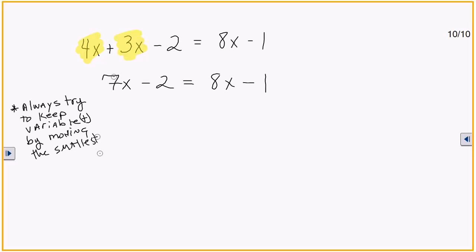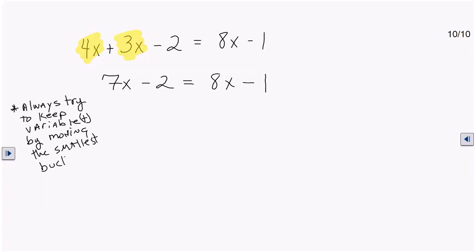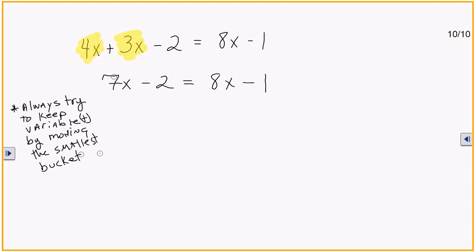You know, if you work on a farm and you're told to feed the cows or the pigs or whatever, are you going to use a 50-gallon bucket or are you going to use a 5-gallon bucket? Most people use a smaller bucket, not because they want to work harder, because it's easier to handle. And I always tell students to move the smallest bucket.